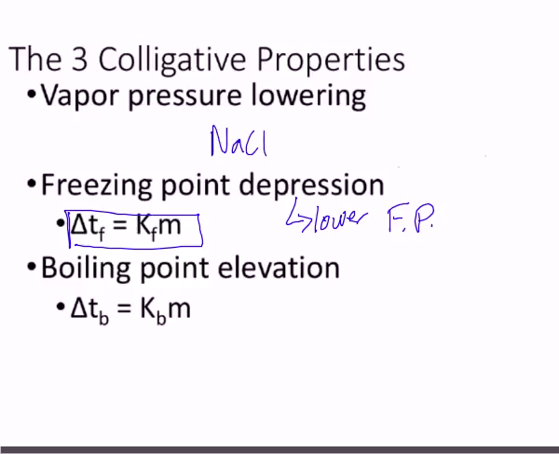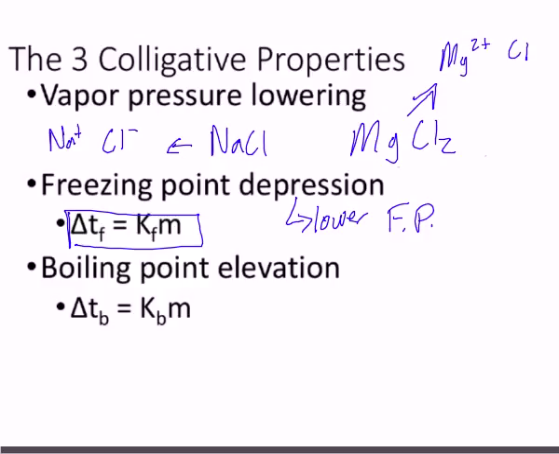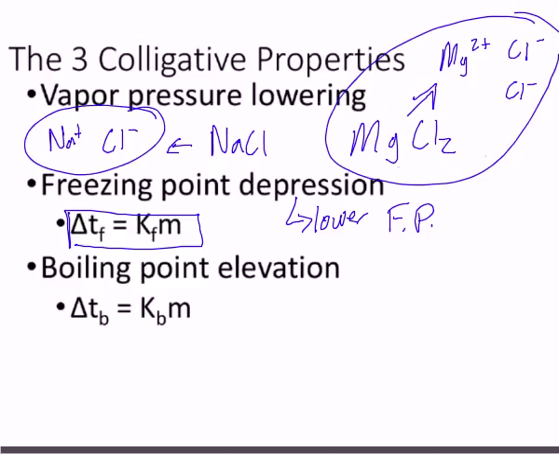Why would magnesium chloride be better than sodium chloride? Yeah, look at the particles. Sodium chloride, we said, is going to break up into Na plus and Cl minus. Magnesium chloride would break up into what? Mg2 plus, and then you'd have Cl minus 1 and Cl minus 1. You would have 3 particles here versus 2 with sodium chloride. Again, more bang for your buck with magnesium chloride.